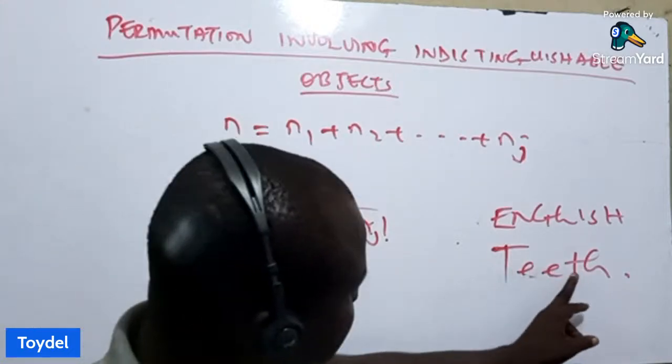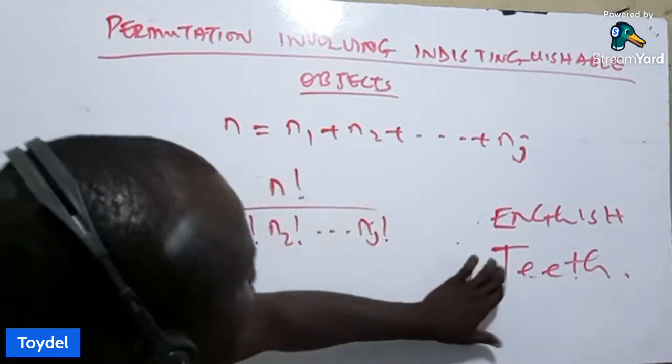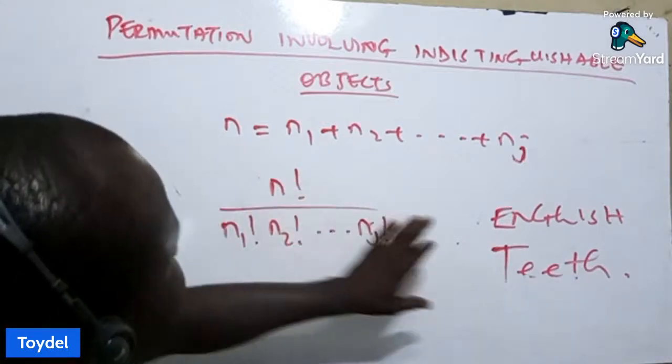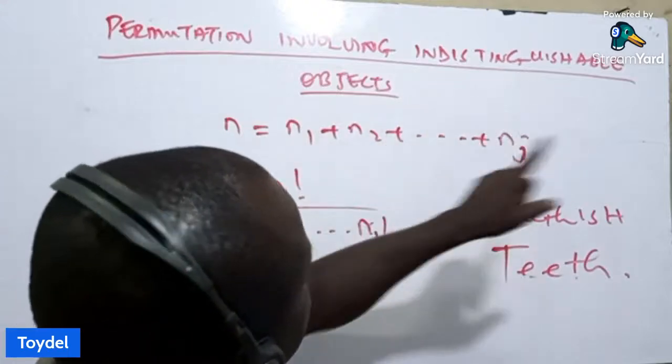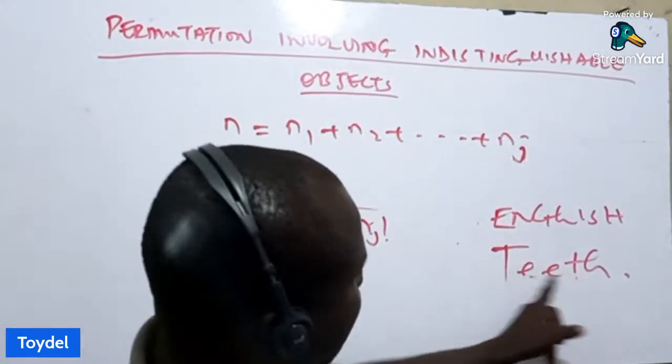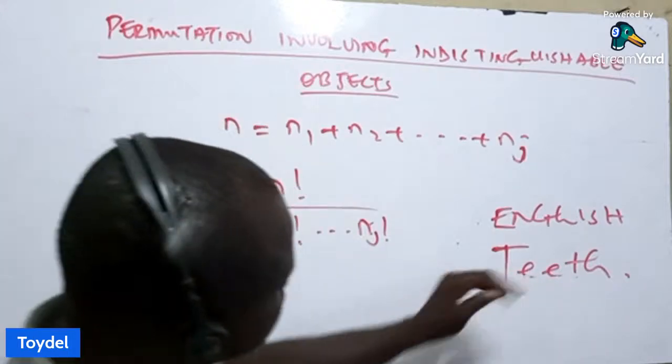Then there are two T's there, T and T. So it's not that we have T1 and T2. So how do we take the permutation of something like this? This type of question actually comes up under permutation involving indistinguishable objects. There are two T's here. I cannot differentiate between these two. So how do we take the permutation?